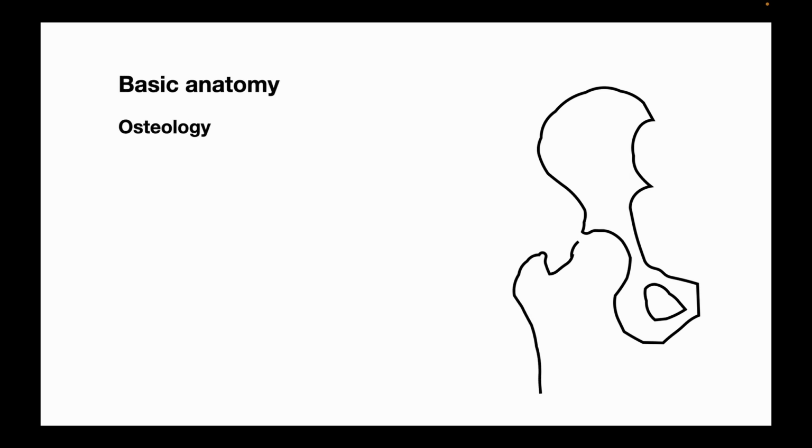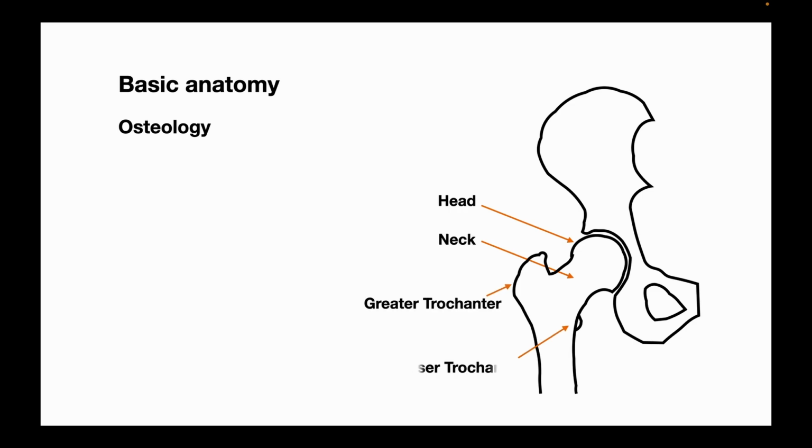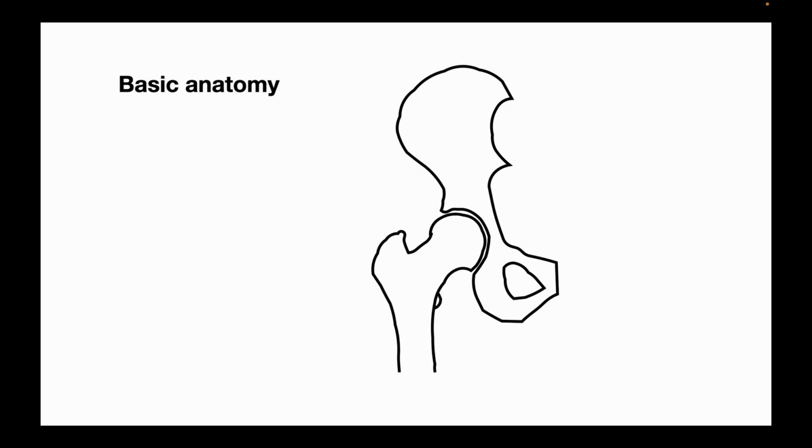Section 1, let's start with fractures. And before we go to the specifics of fractures and dislocations, let's look at the basic anatomy and radiology of the proximal femur. The femoral head articulates with the acetabulum, and other bony landmarks such as the neck, the greater trochanter and the lesser trochanter are marked.